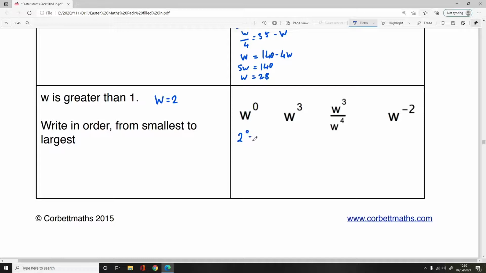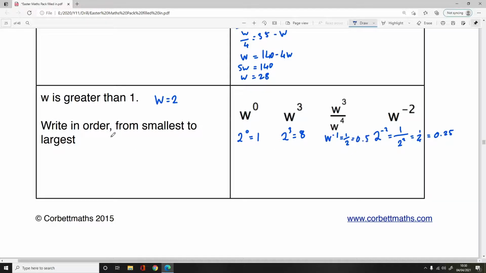So 2 to the power of 0 is 1, because anything to the power of 0 is 1. 2 cubed is 8. Fair enough. 2 to the minus 2. Now this might be a non-calculator paper, and it's worth remembering this. That means 1 over 2 squared. So that's a quarter, or 0.25. And what about this one? Well, we know that simplifies to w to the minus 1, which is 1 over 2, which is a half.